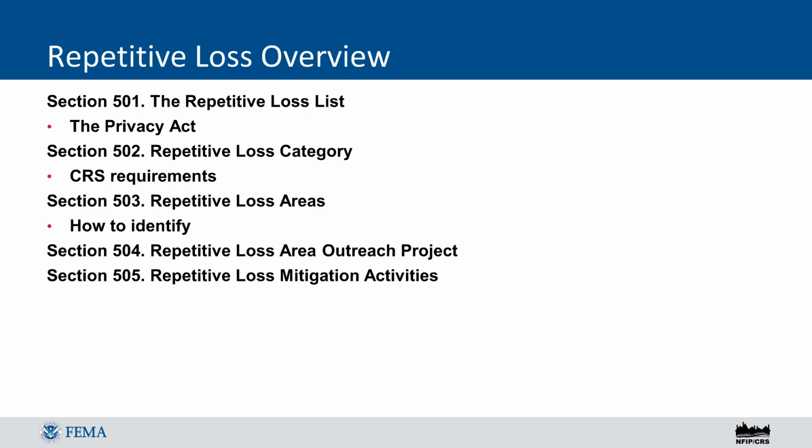Section 502 is dedicated to a community's repetitive loss category and how that category ties into CRS participation requirements. Section 503 begins the discussions of repetitive loss areas and how to define or identify those repetitive loss areas. Section 504 provides guidance on the outreach requirements of the CRS program if a community has any repetitive loss properties at all. And then Section 505 wraps up the discussion with information on repetitive loss mitigation activities.